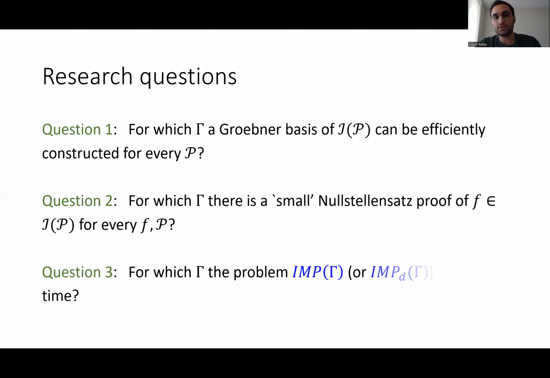Let me mention a couple of them here. For instance, for which constraint languages or relation structures we can construct Gröbner bases for every instance coming from that constraint language, or in which cases we have a small Nullstellensatz proof of membership for every instance from that particular type of CSP, from that particular type of constraint language, or in which cases the IMP can be solved in polynomial time.